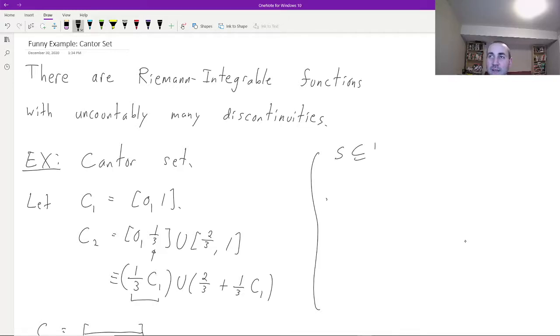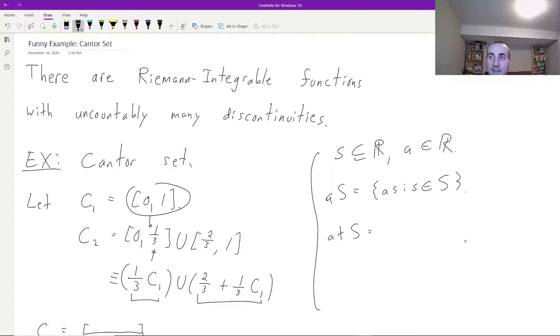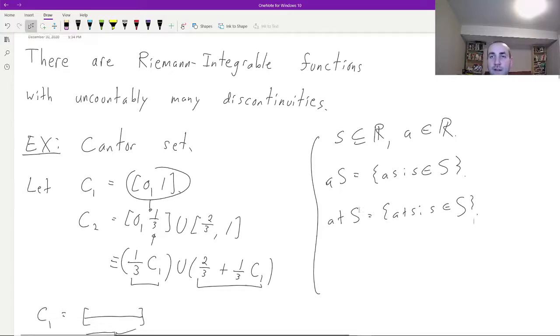Well, if I have a set S, say in R, and a point A in R, then the set A times S, I define to be all numbers of the form A times little s, where little s is an element of big S. So in particular, 1/3 times C1, 1/3 times this interval, is just the interval from 0 to 1/3. I define an addition of sets in the obvious way as well. A plus S is all elements of the form A plus little s, where little s is in big S. So that's a piece of notation we haven't really used much so far, but it's useful when defining sets in this way. So let's draw a picture.